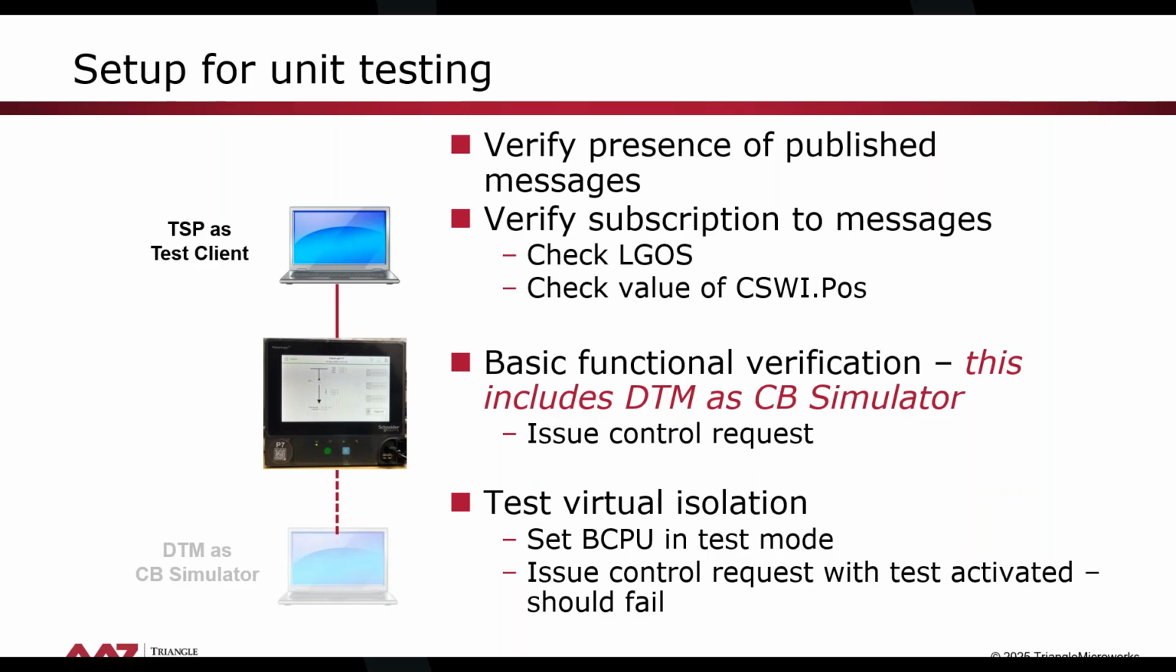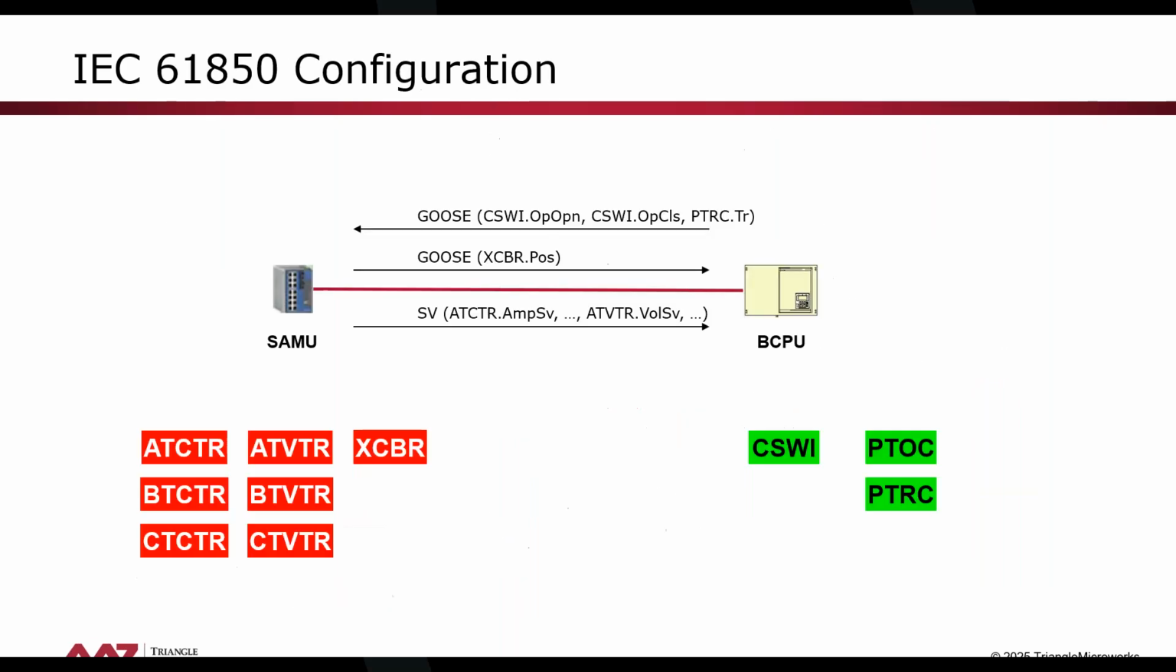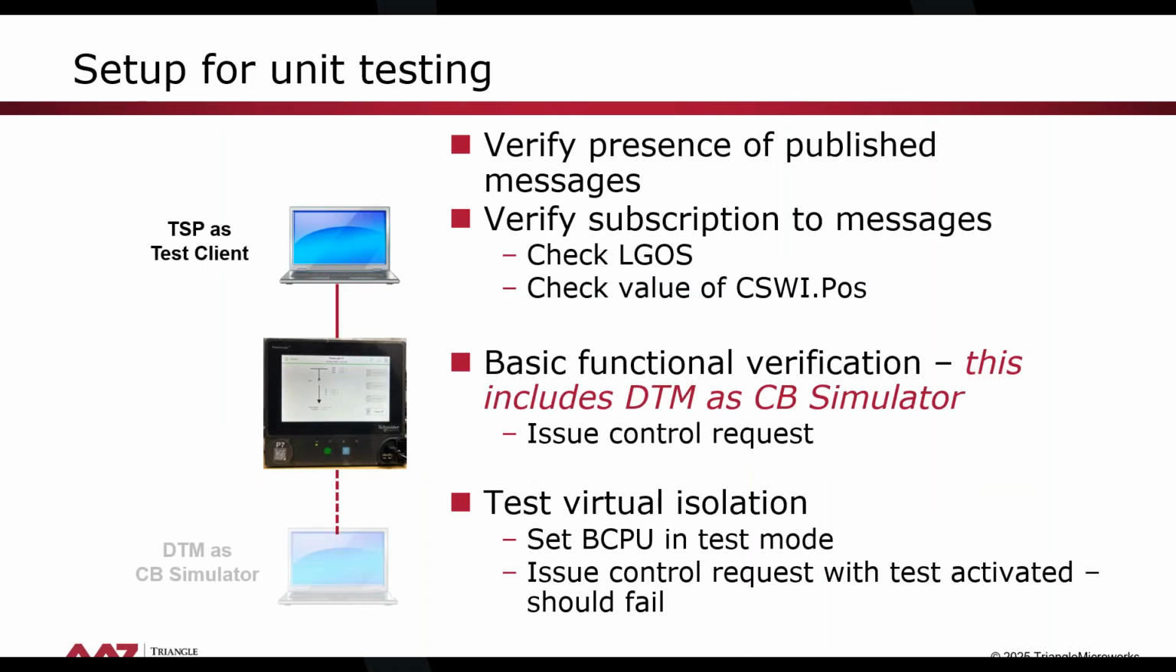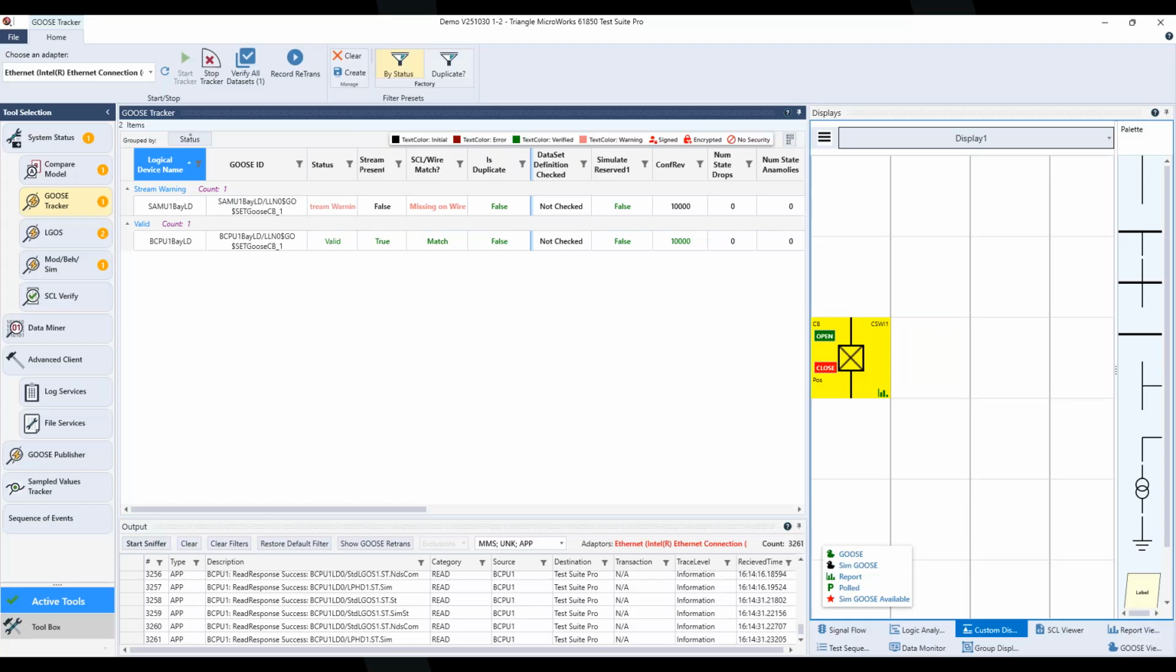And last but not least, we also want to do a virtual isolation test. So basically, we'll set the BCPU in test mode and issue control requests with test activated, and we should then observe that it will not react, because the GOOSE message with the CSWI open or close should have the test bit set there. And as long as our simulation in DTM is not set to test, it should not react. That means the operation should not work. So that's what we want to demonstrate. And now let's get to Test Suite Pro.